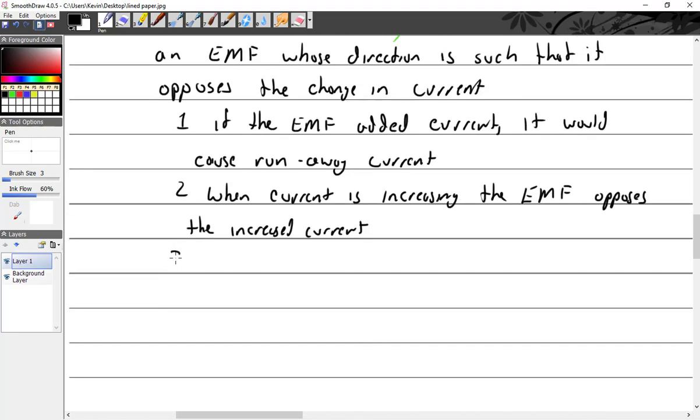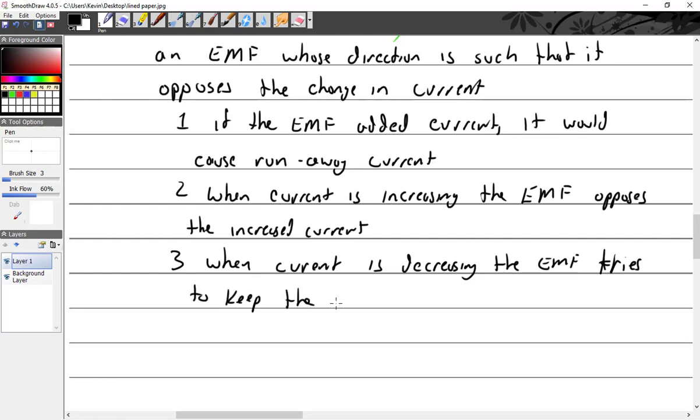The opposite is true. When current is decreasing, the EMF tries to keep the current from decreasing.